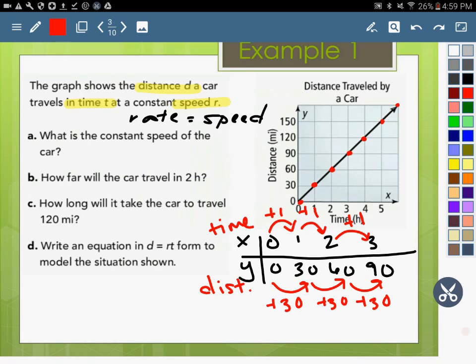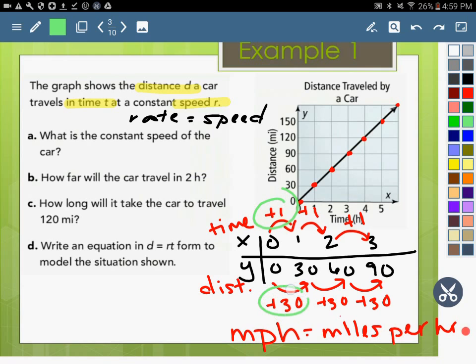That should be indicating to us that constant speed they're talking about. Whenever we talk about speed, we talk about mph, or miles per hour, right? So how many miles per hour are we traveling? Well, in 1 hour, we've traveled 30 miles, and it's the same throughout all of the different points. So our constant speed is 30 miles per hour.